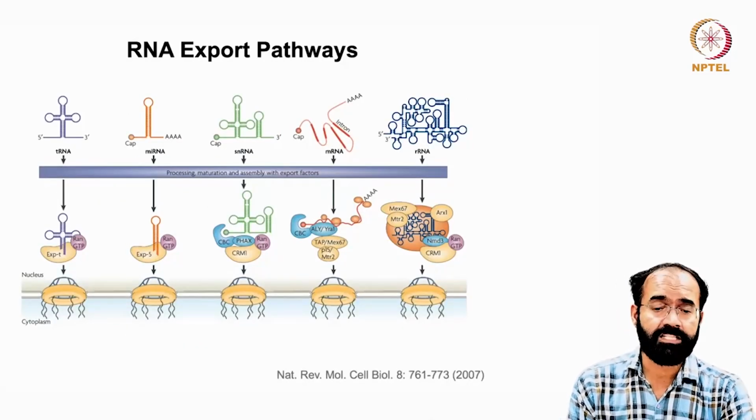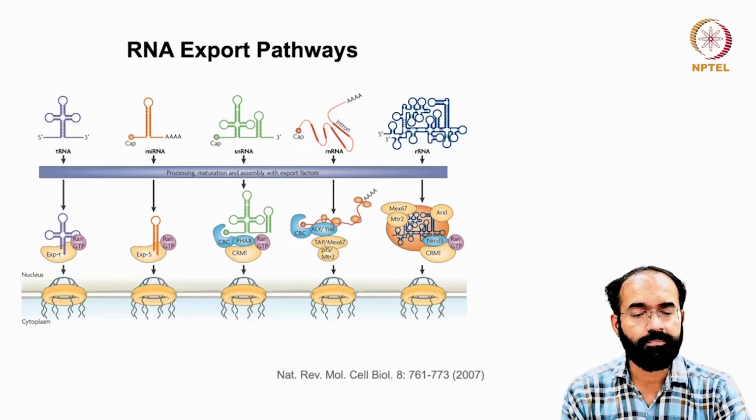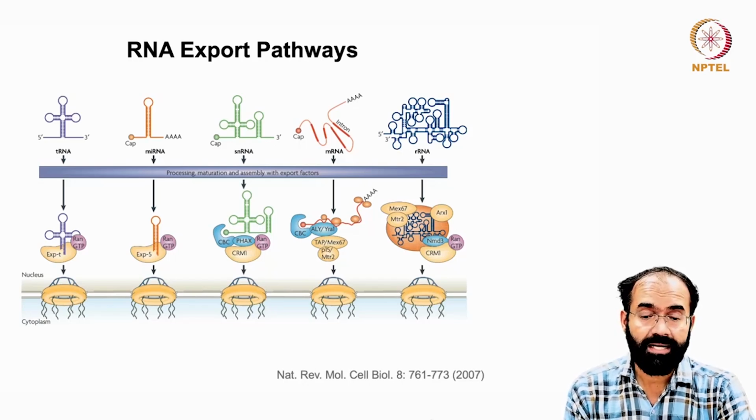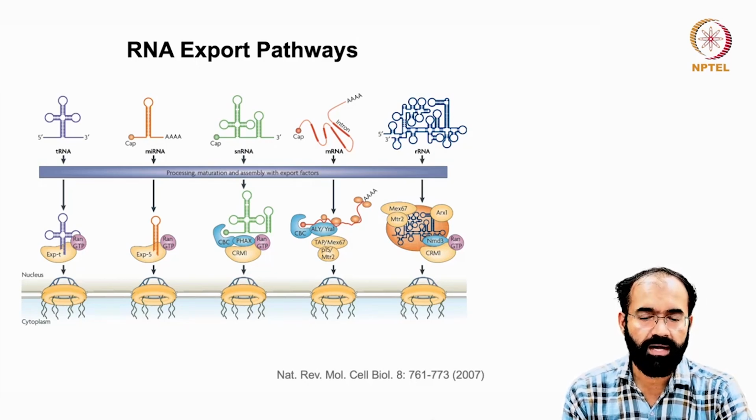So the RNA export pathways, you can see them in this cartoon. The RNA categories include transfer RNA, microRNA, snRNA, mRNA and ribosomal RNA. The movement of tRNA requires the RAN-GTP cycle, miRNA requires the RAN-GTP cycle, snRNA requires the RAN-GTP cycle, mRNA does not require the RAN-GTP cycle, and ribosomal RNA requires the RAN-GTP cycle.